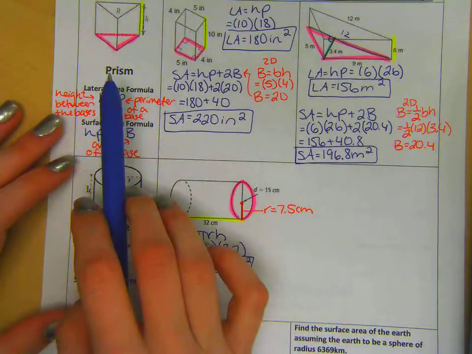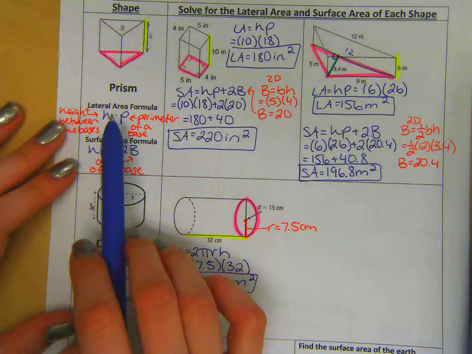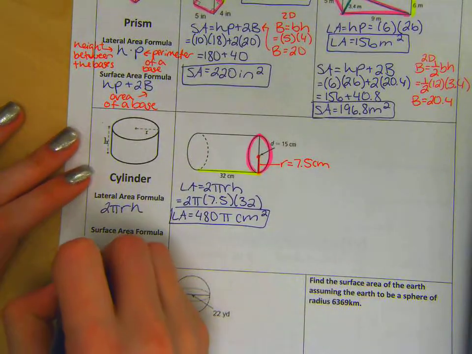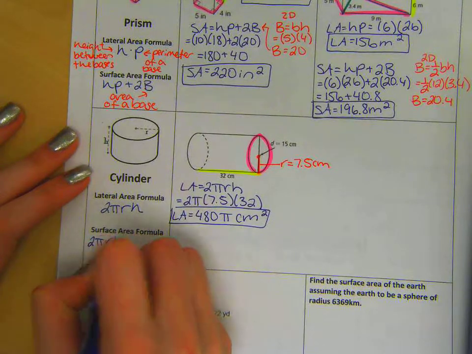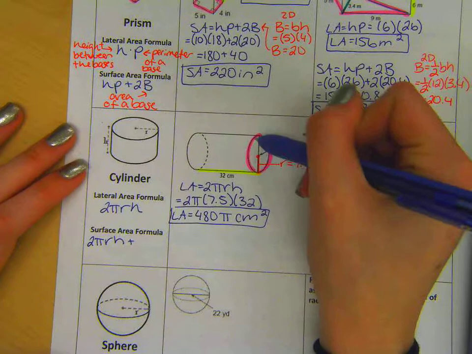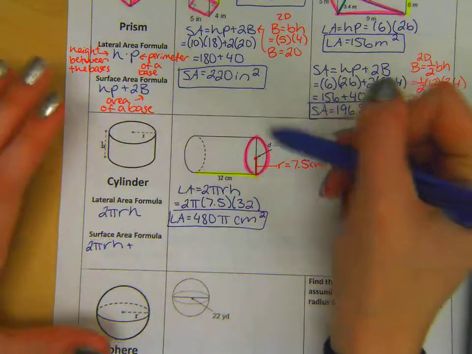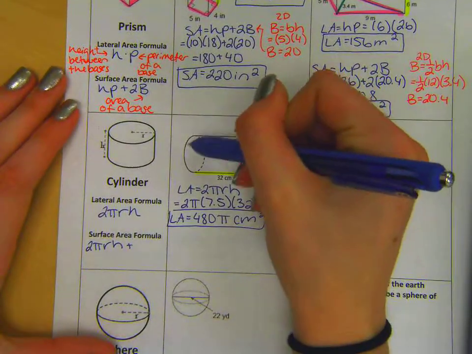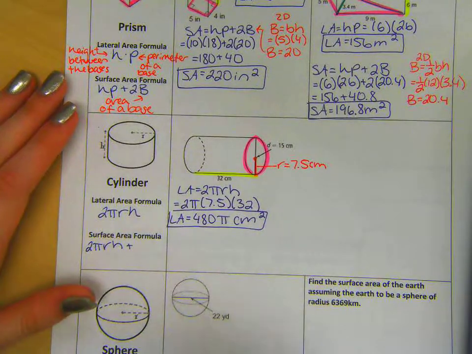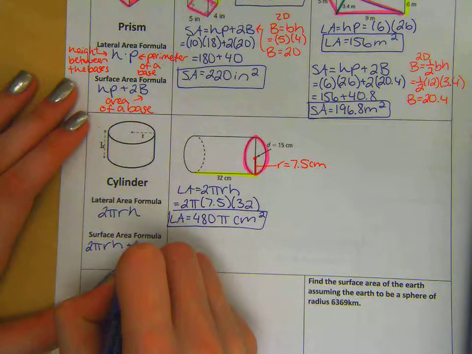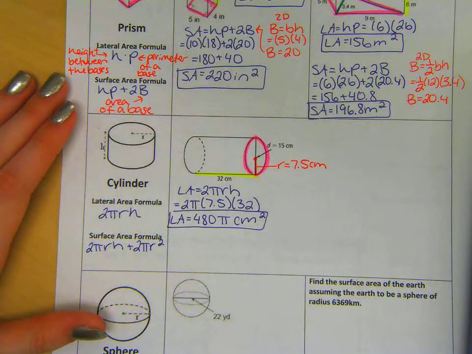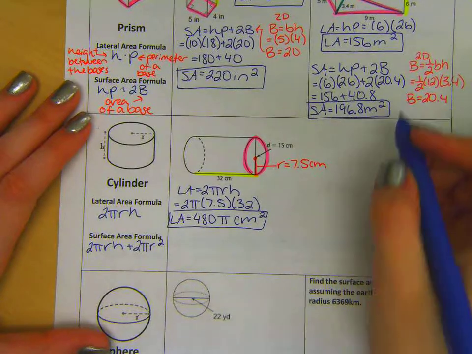Just like with the prism, where we had the lateral area, then we added the area of the two bases, we're going to do the same thing for the cylinder. So 2 pi rh from the lateral area, plus 2 areas from each base. So we've got our one area from each base. So we add the area here, and we add the area here. Well, the bases are circles. So again, we know the formula for the area of a circle is pi r squared. So if I add 2 pi r squared, that takes into account the area of both bases.